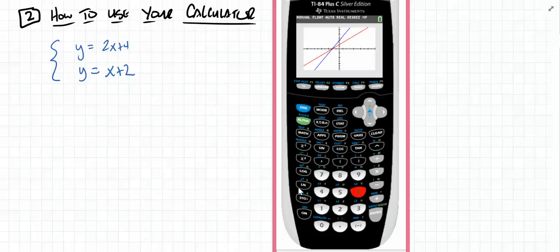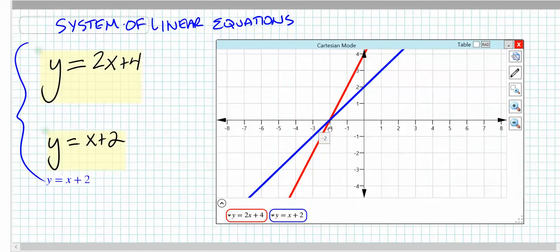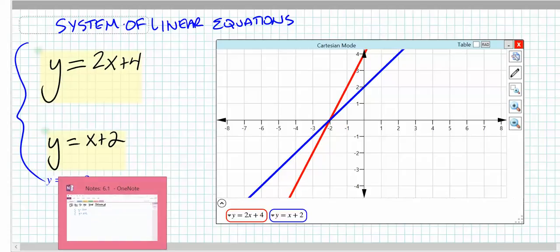All right, so now that we have our two lines graphed, we want to figure out the solution. And we know that the solution is already going to be this because we checked it out. We know the solution is negative 2 comma 0 because we graphed it in Fluid Math, right? So how do we figure it out in the calculator? Well, here's what you do.